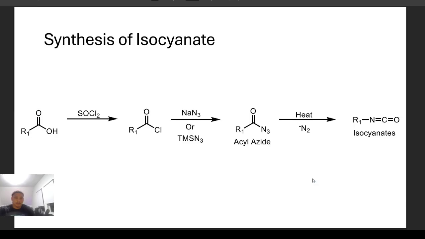The synthesis of isocyanate. We start off with a carboxylic acid. This OH reacts with this halogen, in this case a chlorine, so it's going to switch the alcohol group for the chlorine. Then, since chlorine is a good leaving group, you're going to use NaN3 to substitute the chlorine for the N3, which forms the acyl azide that's needed to form the isocyanate over here.